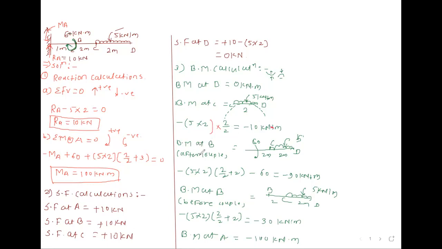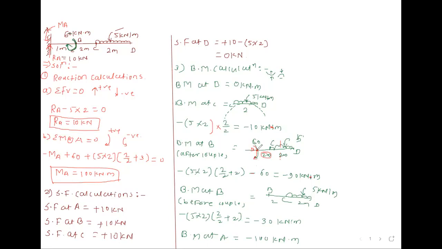After that, bending moment at B after couple. After couple means we have to consider this couple here. So minus 5 into 2. Observe here: 5 pushes downward, so 5 into 2. Then it will act at 2 by 2. But we are calculating moment after this B point, so we have to consider this 2-meter distance also. So 2 by 2 plus 2. After that, this 60 kilonewton pushes downward, so minus 60, which is equal to minus 90 kilonewton meter moment.